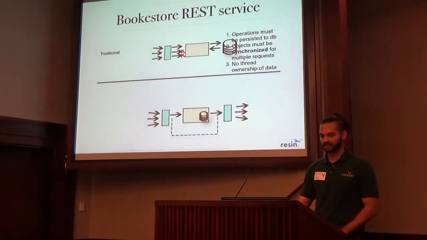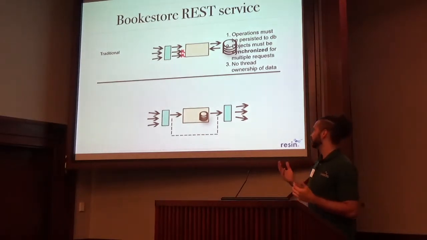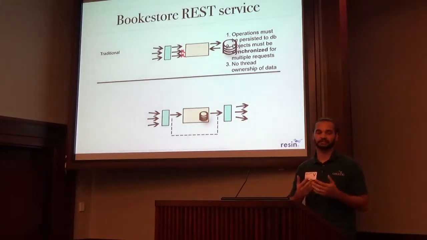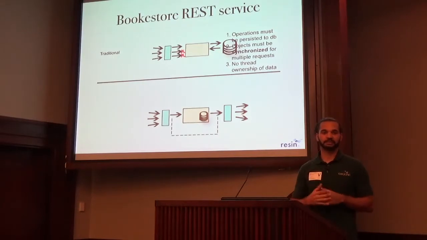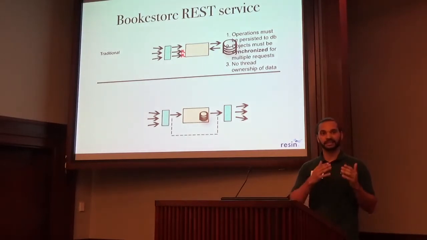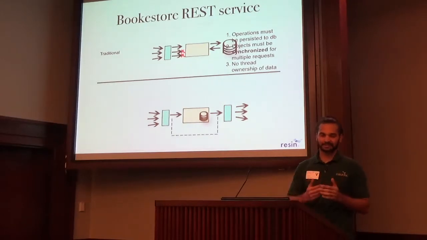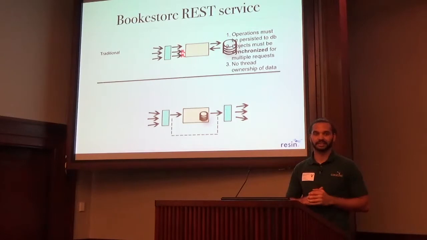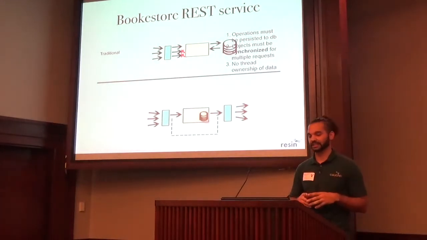So at the top, what we see is the traditional bookstore REST service. Threads come in, there's not always a proxy, but the two threads that don't get the object first get blocked. The first object goes in, makes the call, makes its write to the database. Once it's returned, the second thread can then start operating, does the same thing, makes the update, comes back. So operations must be persisted to an outside database. You must use the synchronized keyword around these services, and there's really no thread ownership of the data.